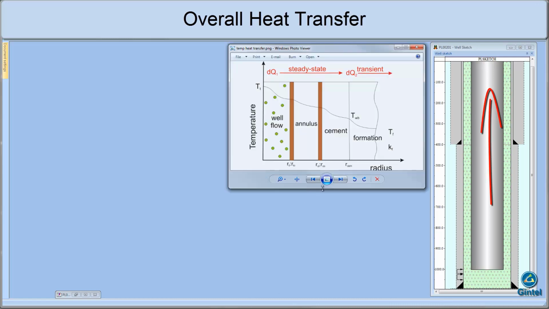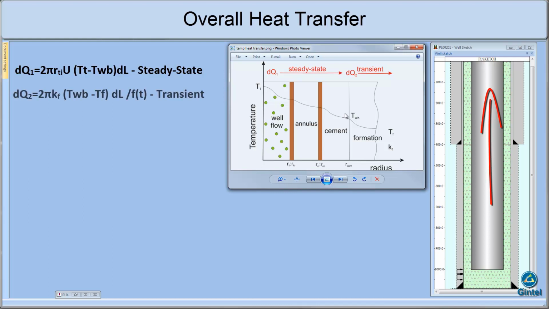Often for analytical solutions to temperature modeling, two types of radial heat flow are considered: steady-state and transient. Steady-state heat transfer delta Q1 occurs within the wellbore. It is expressed as 2 pi multiplied by tubing radius RTI, by U value, by delta T, which is the difference between tubing temperature and the outer boundary of the wellbore.